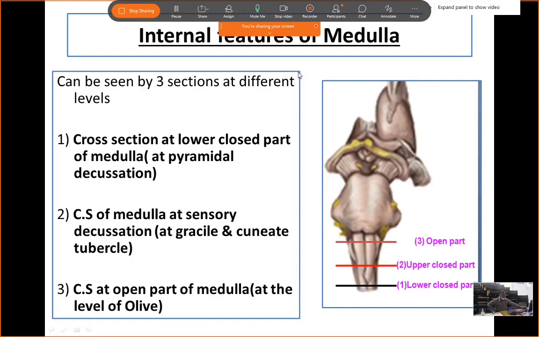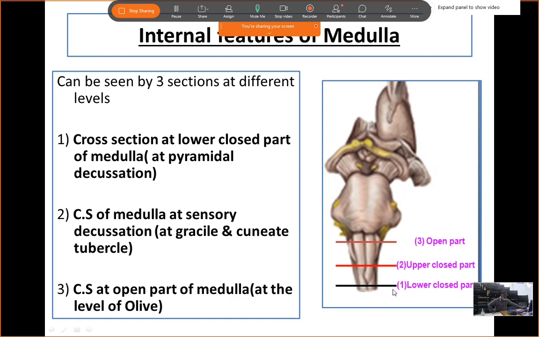Okay. Now come to the internal features of the medulla. To discuss the internal features, at different levels, different structures are present. In the lower part, some structures are present, while in the middle part, some other structures are present. Like in the lower part of the medulla oblongata, we have the fasciculus gracilis and fasciculus cuneatus. But at the upper part, it becomes the cuneate nucleus and gracile nucleus. Like that, some structures are present in the lower part and some in the upper part. That is why, for discussion purposes, we divide the medulla oblongata into three regions.